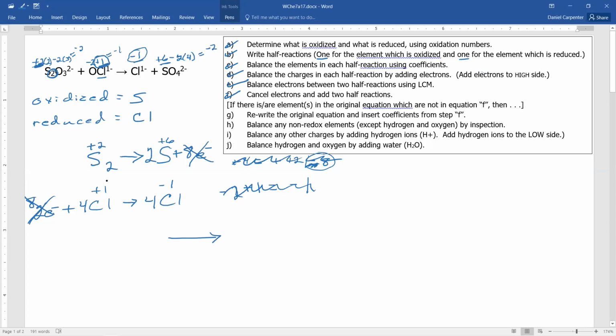On the left, we've got S2 plus 2 and 4Cl plus 1. And then on the right, we've got 2S plus 6 and 4Cl minus 1.